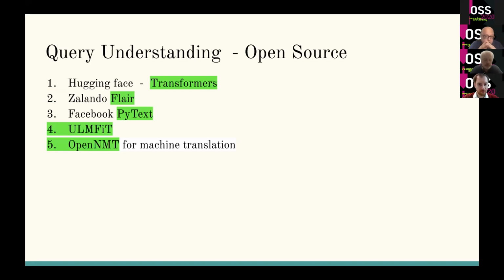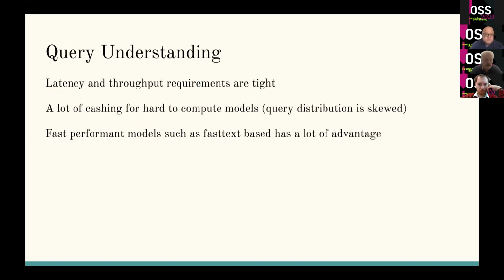And OpenNMT is a library for machine translation. If you frequently build multilingual search in many natural human languages, where someone asks in German, you want to translate into English, and you want to build a translation service which is good for your particular domain, this library is quite good for that.